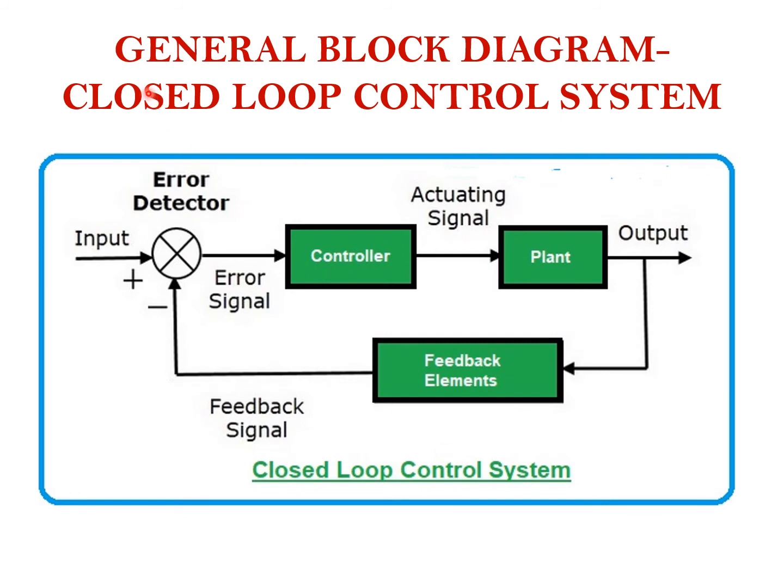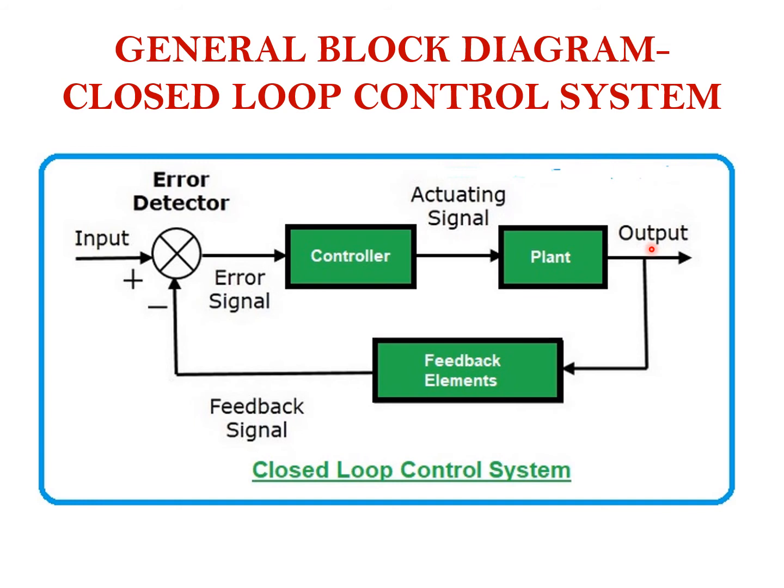Okay, this is the general block diagram for the closed loop control system. It consists of reference input. This is the measured value. This is error signal, controller, plant, feedback elements. What is the use of error detector? Error detector gives the difference between reference input and the measured value. That error is given to controller. Then controller gives the actuating signal to the plant. In this way, we'll get output.